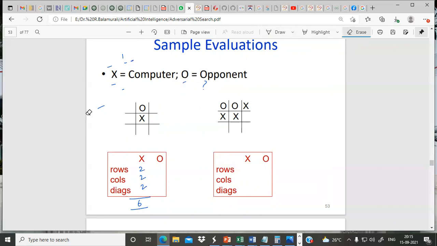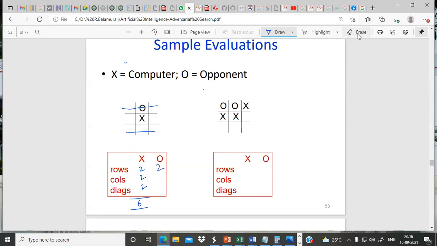Similarly, we have to calculate for the opponent. For this board position, what is the opponent's chance of winning? At which rows can the opponent score? The opponent can score in this row and this row. The middle row is not possible. So it is 2.